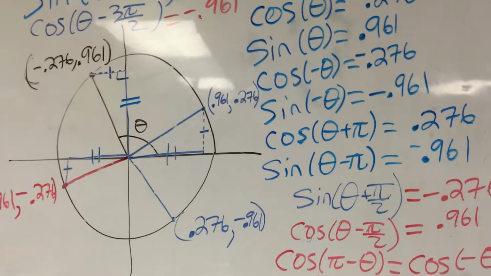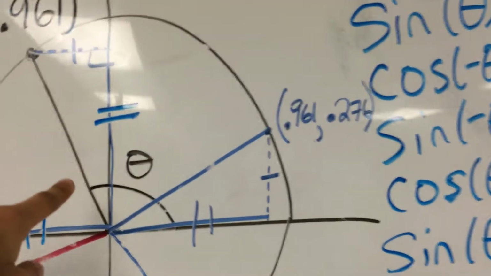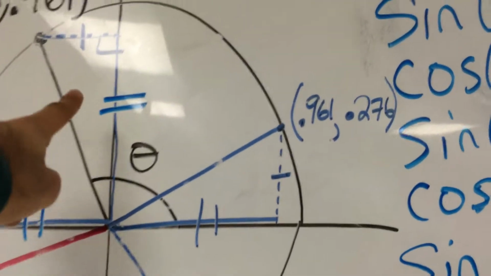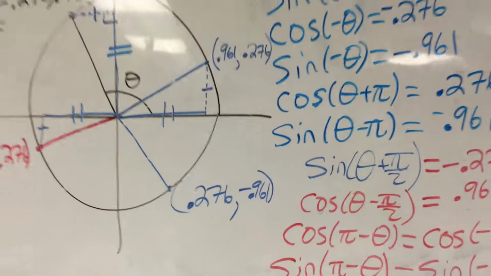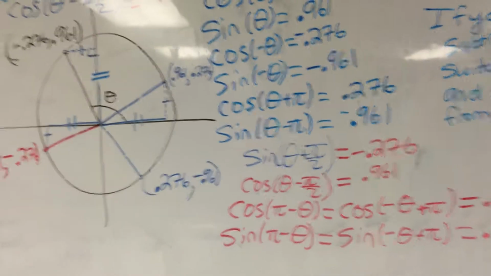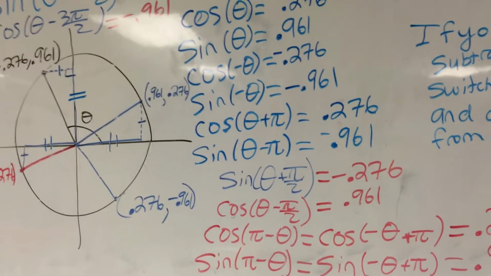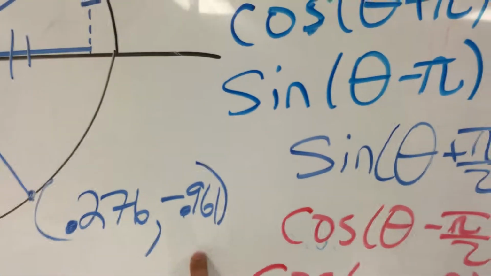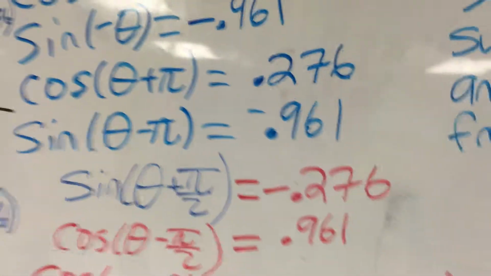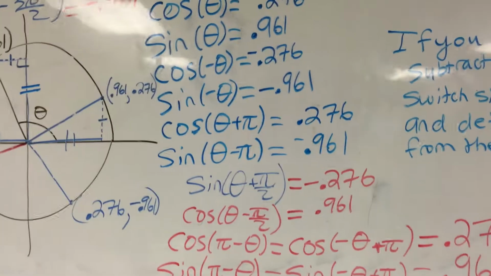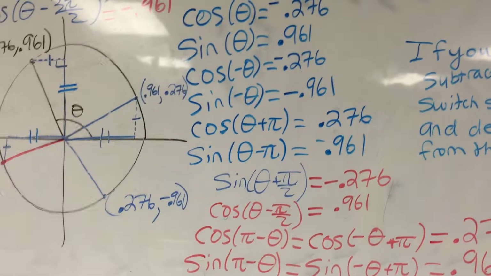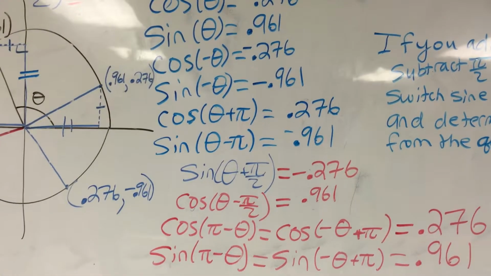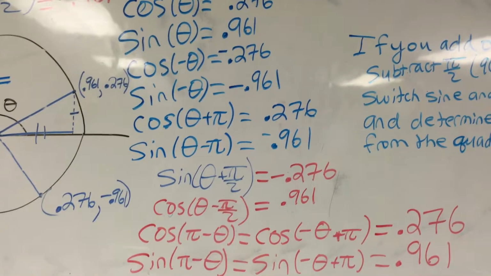In other words, we end up at the same spot. Doesn't matter if you go 180 in the positive direction or 180 in the negative direction. Regardless, we still get to the same spot. We make half a revolution. They want us to find sine, the y-coordinate, therefore negative 0.961. It makes sense that the sine value is negative because we are in quadrant 4 where y values are negative.